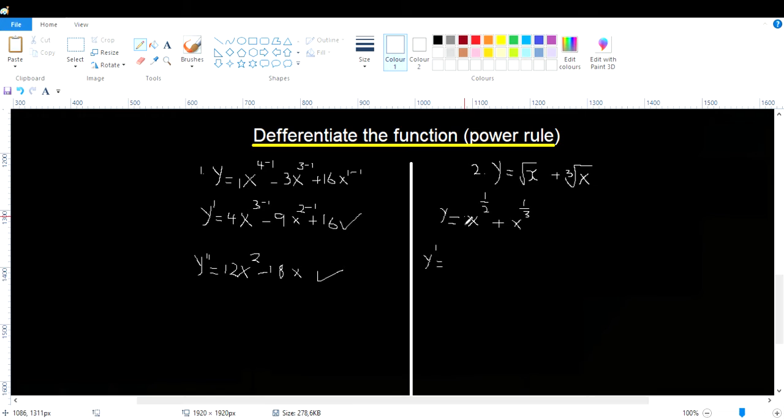Here we have coefficient 1, so it's 1 times half, which is equal to half, minus 1, so 1 half minus 1 is equal to minus half, so x to the power minus half. Then here we have coefficient 1, so coefficient 1 multiplied by 1 over 3, answer is plus 1 over 3.